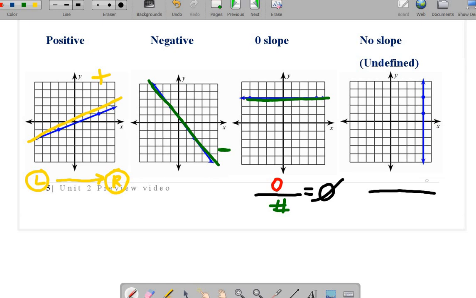When you have a vertical line, your rise is going to be a number, and your run, the left to right, is 0. But you cannot divide by 0. Whenever there's a 0 in the denominator, it ends up being undefined, also known as no slope. Very important. 0 slope and no slope are not the same thing. They're not interchangeable. We use the term no slope for undefined.